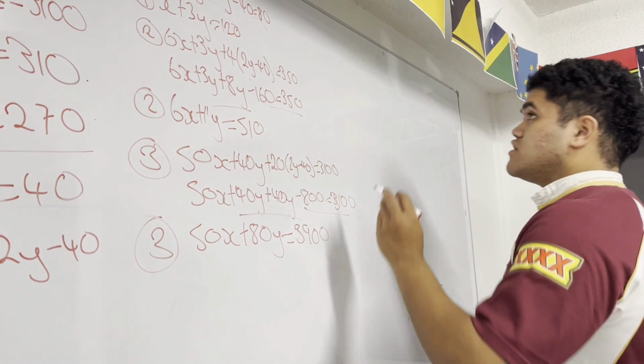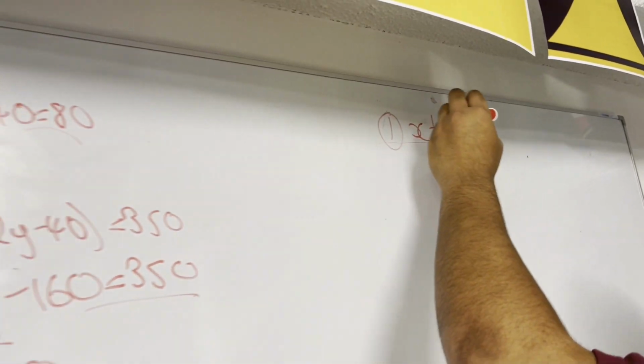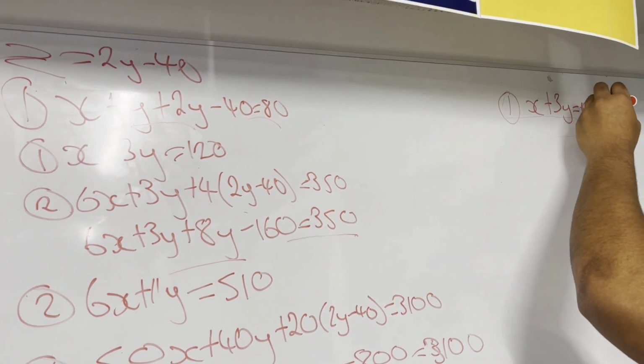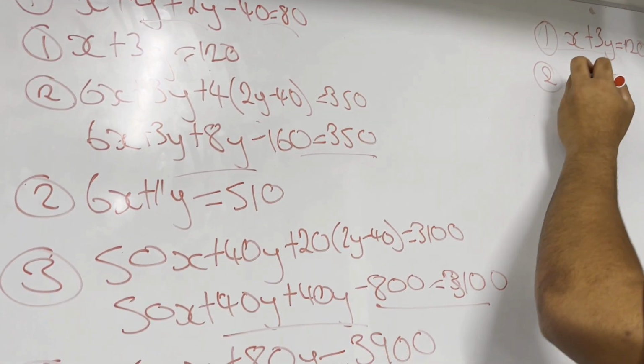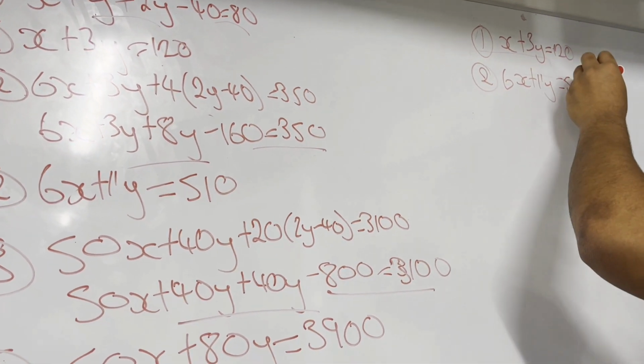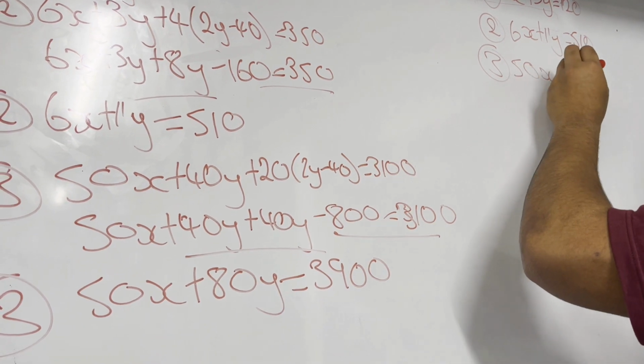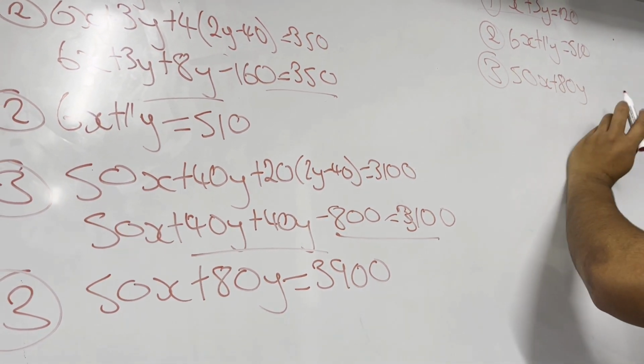Done. So we're going to rewrite the equations here. The first equation is 6x plus 3y equals 120. Our second equation, 6x plus 11y equals 510. And our third equation, 50x plus 80y equals 3,900.